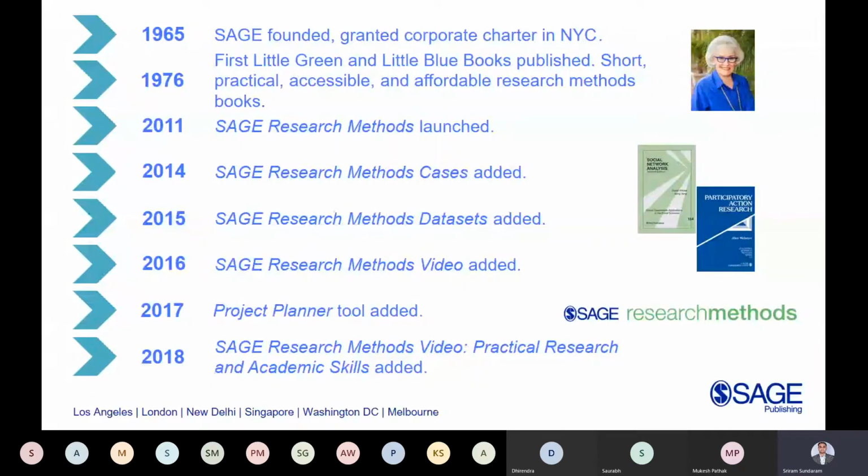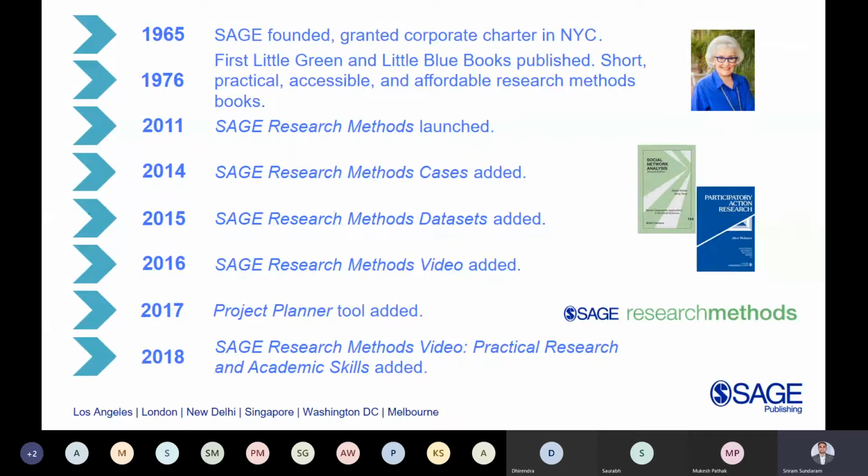If you see the history, in 1965, Ms. Sara McCune, the founder of Sage, whose picture is on the right side, founded Sage, and one of our first series of books were the little green books and little blue books. Green books were on quantitative methods and blue books were on qualitative methods. These are very short, accessible, affordable books on research methodology, which became really famous among academicians, and libraries used to buy these books in sets.